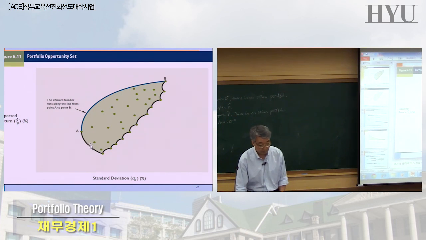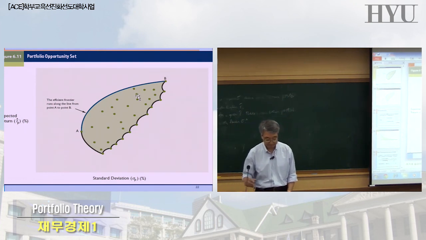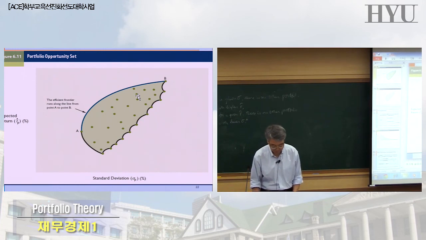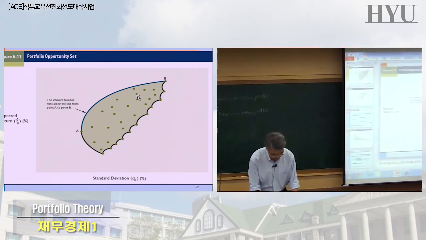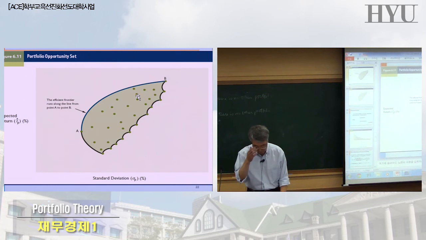Right? Because this combination here and here will have the same risk, right? But this combination has higher return. Okay? So only from A to B is the area or the circumference, right, where you can find the efficient portfolios. Okay? All right, that's fine. So make sure you understand that graph.